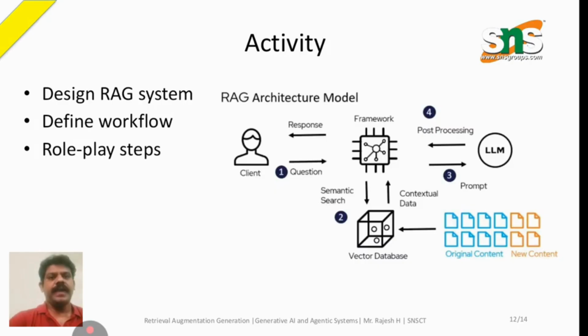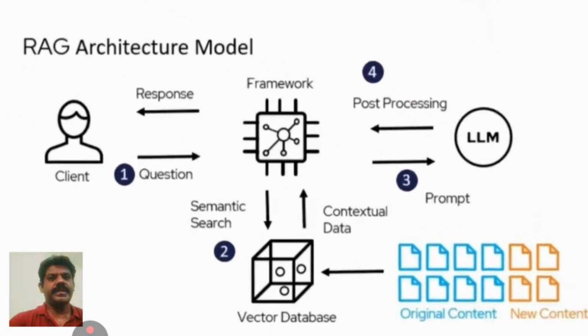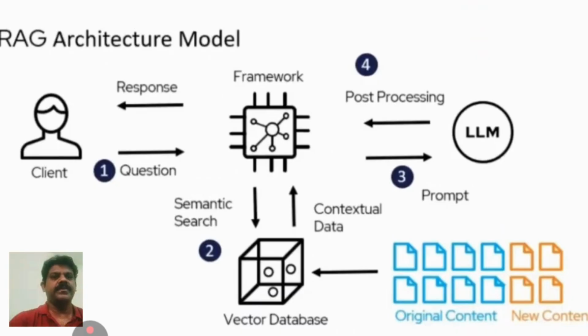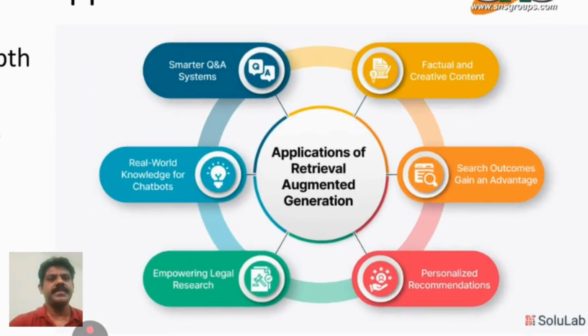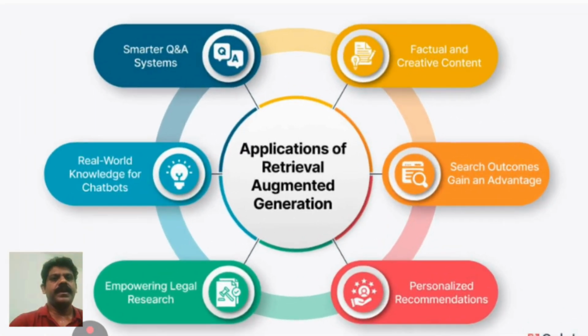So finally, the activity: role play to design RAG systems. With this diagram, you have to create an approach. You have to apply any real type examples for the RAG system, and the applications here as per the model. We are using this RAG in the factual and creative content for producing smarter question and answers, and it is used in highly real world knowledge with chatbots. Also, it is highly useful for legal research, and it is supporting personal recommendation. So these are the various applications of RAG.